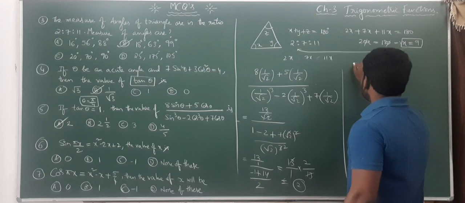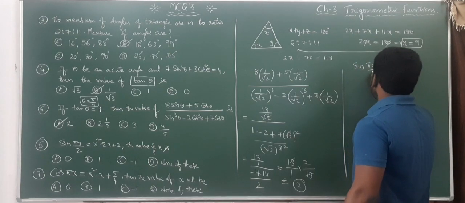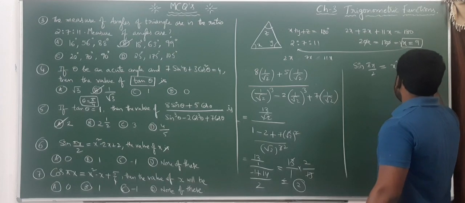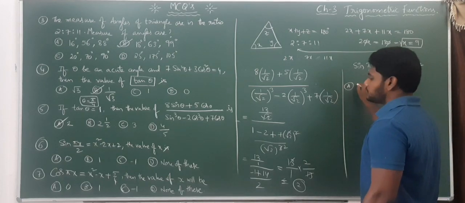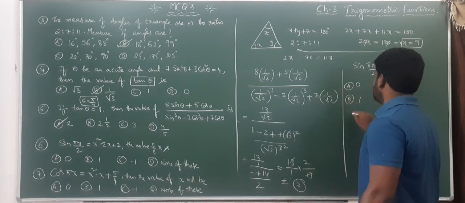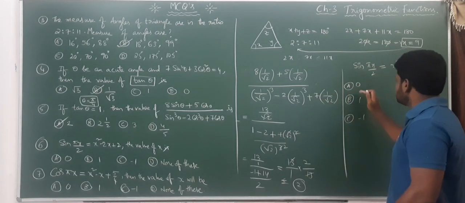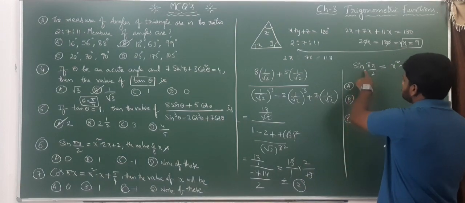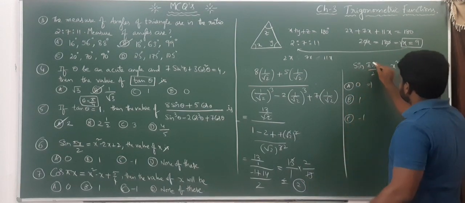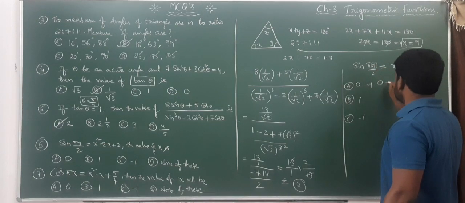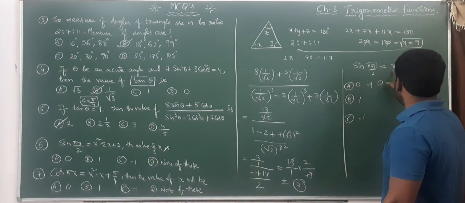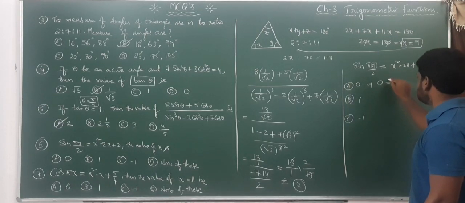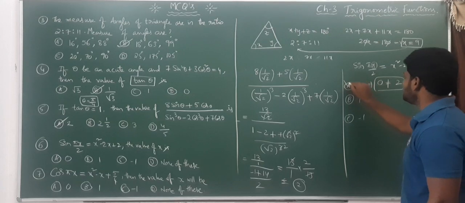See, what was the sixth question? Sin pi x by 2 is equal to x square minus 2x plus 2. What are the options given? Option A is 0, option B is 1, option C is minus 1. So let us substitute here. First, x value 0: sin pi into 0. 0 into anything becomes 0. So 0 is equal to 0 square minus 0 plus 2, which is 2. Is 0 equal to 2? No. So option A is wrong.